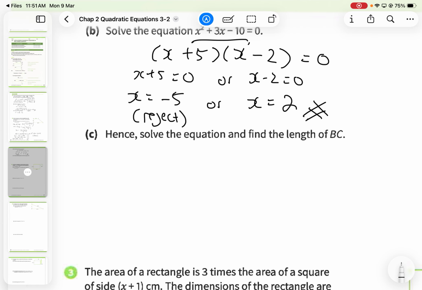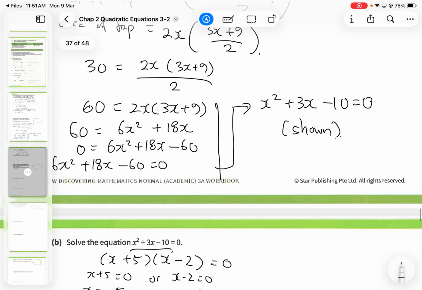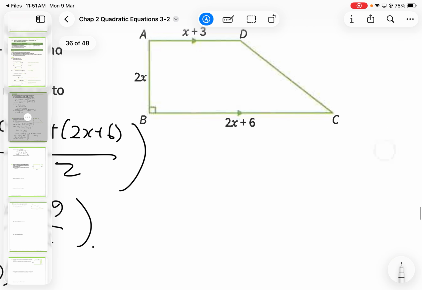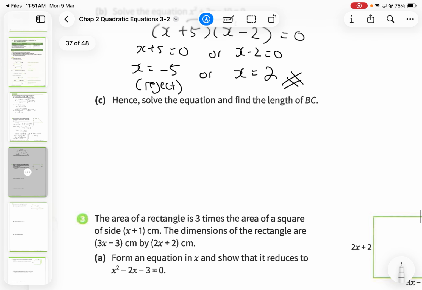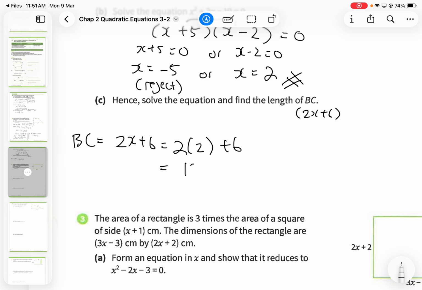Then, find the length of BC. Let me go back to the picture. BC is 2x plus 6. So I want to know what is 2x plus 6. Okay? Length of BC is 2x plus 6. So, 2x plus 6 is equals to 2 times 2 plus 6. My x is 2. So I substitute x with 2. cm.